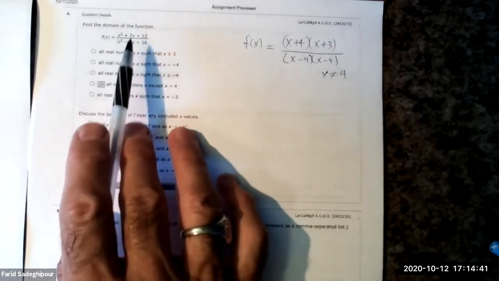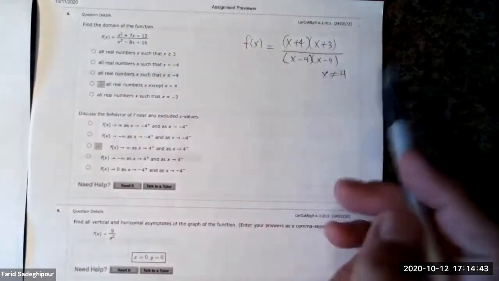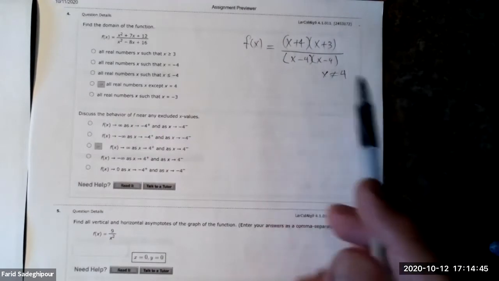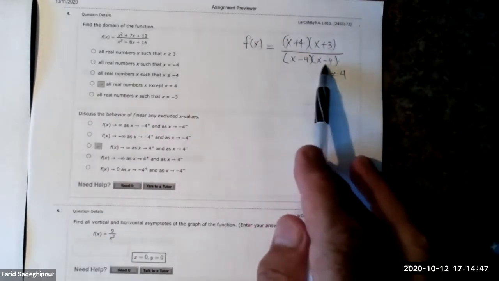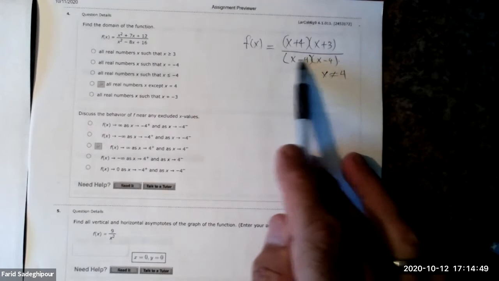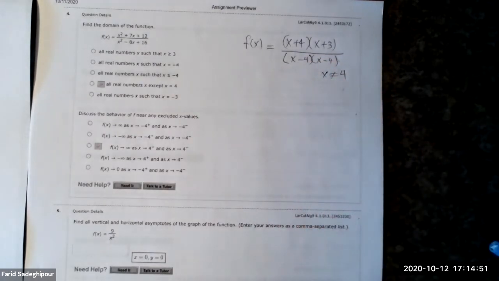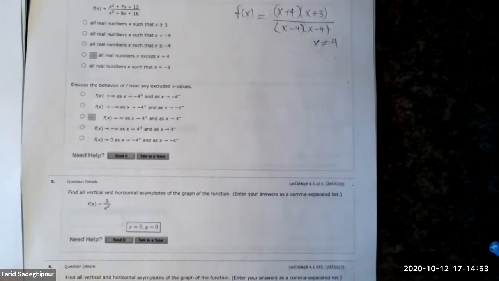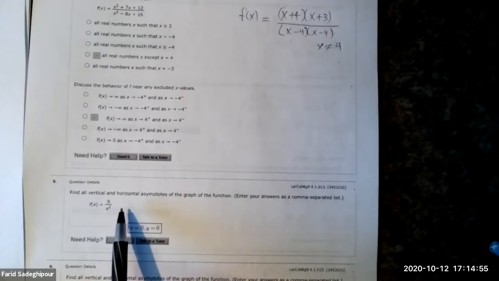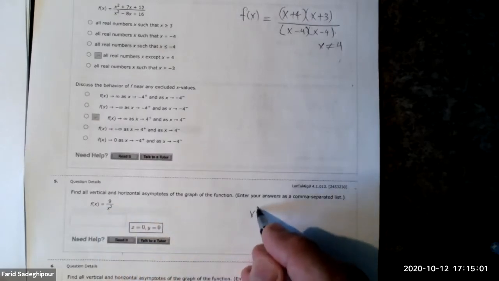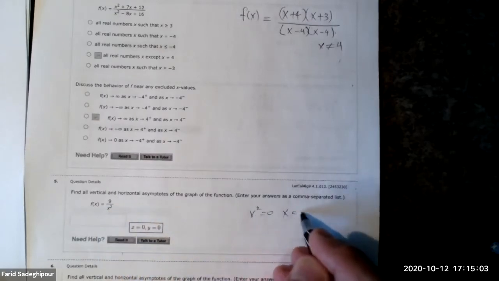We factor each of these, but we cannot simplify it anyway. All the numbers except 4. What number would make the denominator 0? 4. This one, for the vertical asymptote, we always take the denominator equal to 0. So x² equal to 0, or x equal to 0.